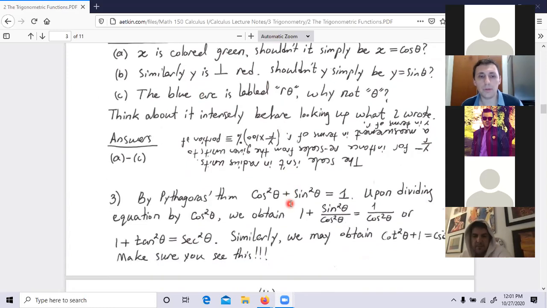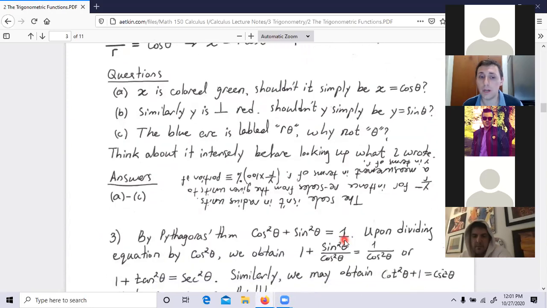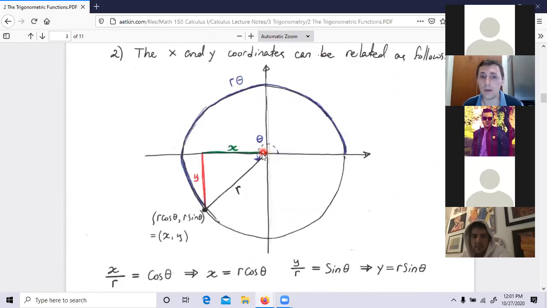Now, next we can divide everything by cosine squared, and then we get 1 plus tangent squared equals secant squared. Secant is 1 over cosine. Secant is where you take 1 radius and divide it by the horizontal leg, all in radius units. You understand? So it's 1 divided by this length in radius units.